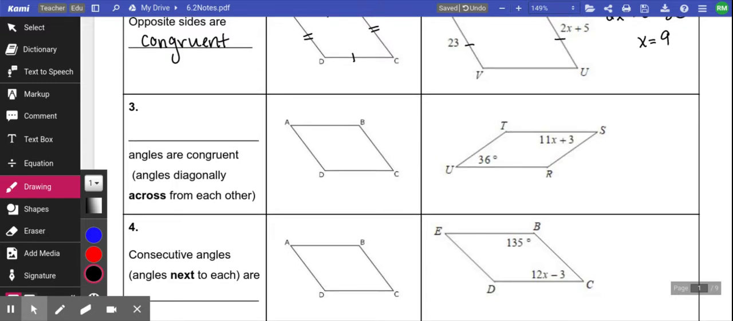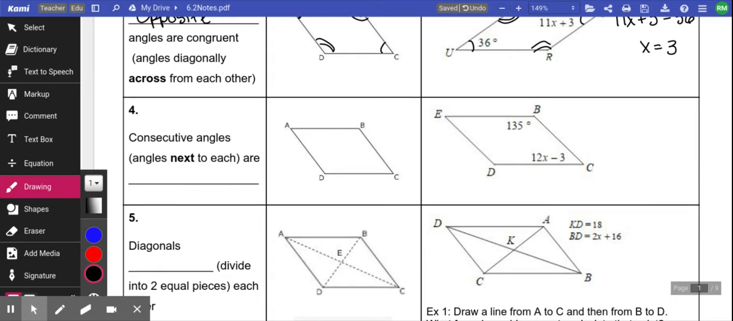And our next property says that opposite angles are congruent. So angles diagonally across from each other. So that means that angle A and angle C are equal to each other, and angle B and angle D are equal to each other. So if I'm looking at this, that means that S and U are congruent. It also means that T and R are congruent as well, but we don't need that in order to solve for x. So we can set this problem up by saying 11x plus 3 equals 36, and solving from here, you should get x equals 3.